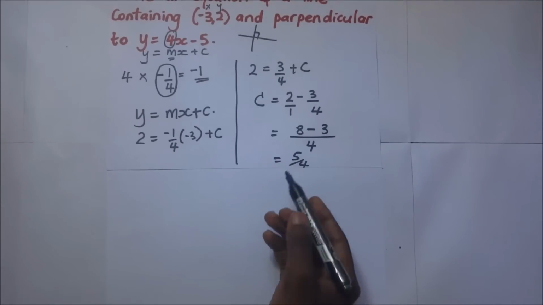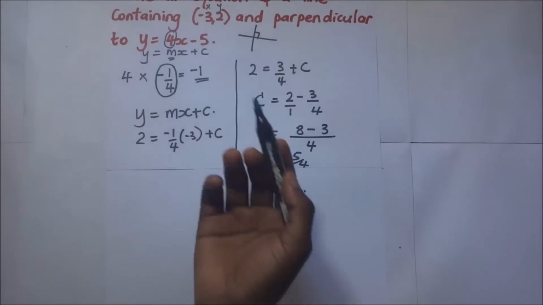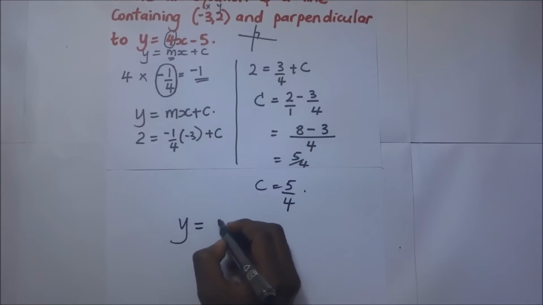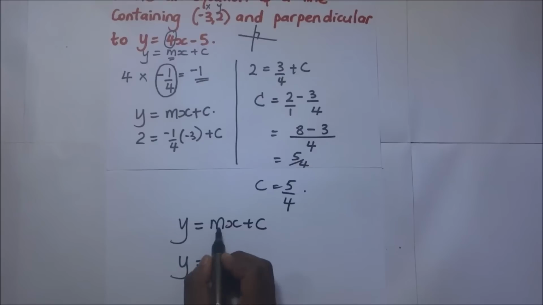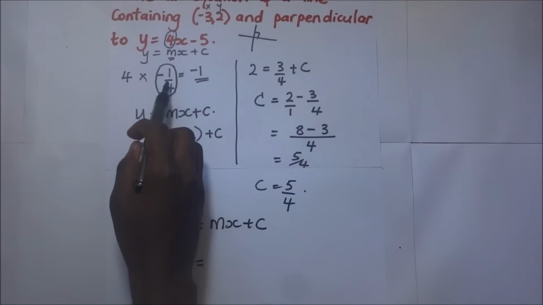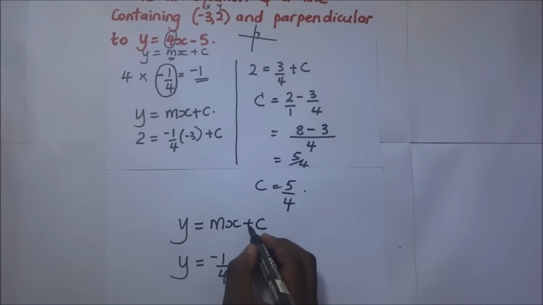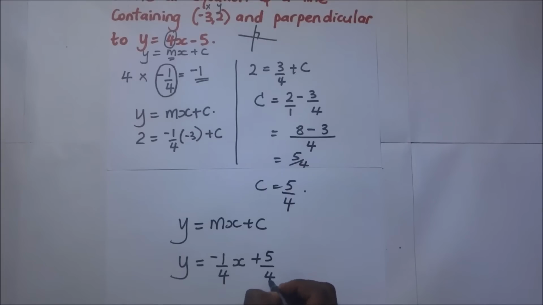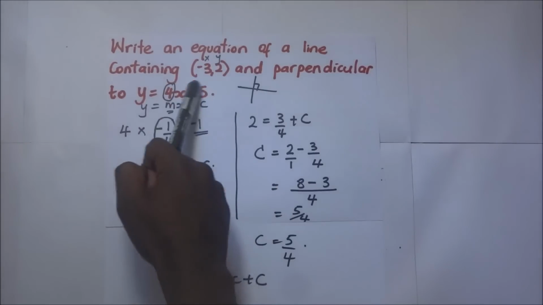Now that we've got our value of c as 5/4, we can go ahead and find the equation of that line. We know that the equation of the line is y is equal to mx plus c. So y is going to be equal to our value of m, the gradient, which we got as -1/4, so it's -1/4 x plus the y-intercept c, which is plus 5/4. And this right here is the equation of the line that is containing (-3, 2) and is perpendicular to this.